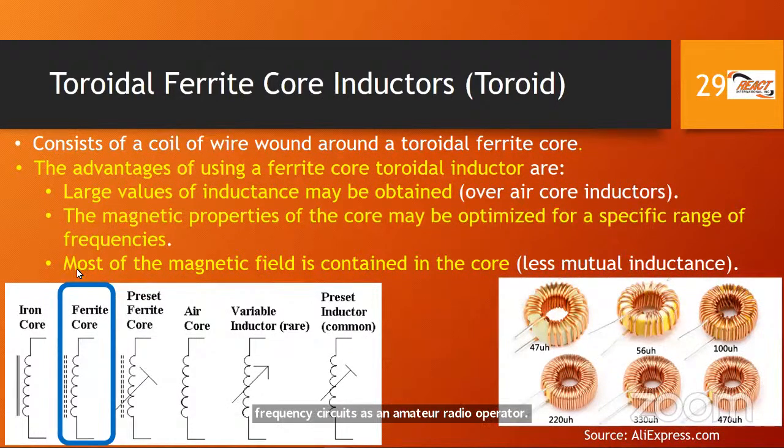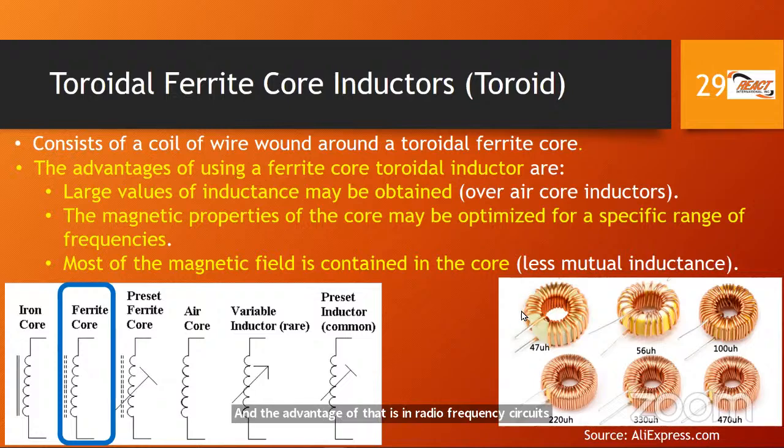All right, so another advantage of toroids is most of the magnetic field is contained in the core. Now, what does that mean? Let's break that down. Most of the magnetic field is contained in the core. So if you just had an air core toroid, a lot of the magnetic lines of flux will be all over the place, all outside. But because you use this toroidal ferrite material as the core, most of the magnetic material will be contained or remain inside of here.